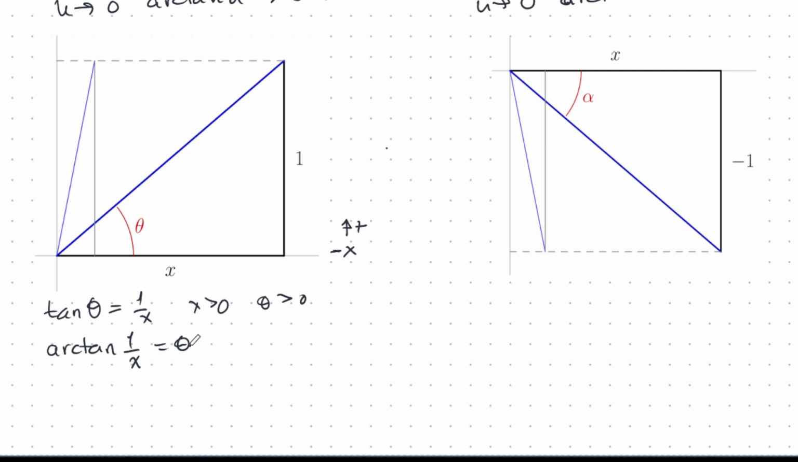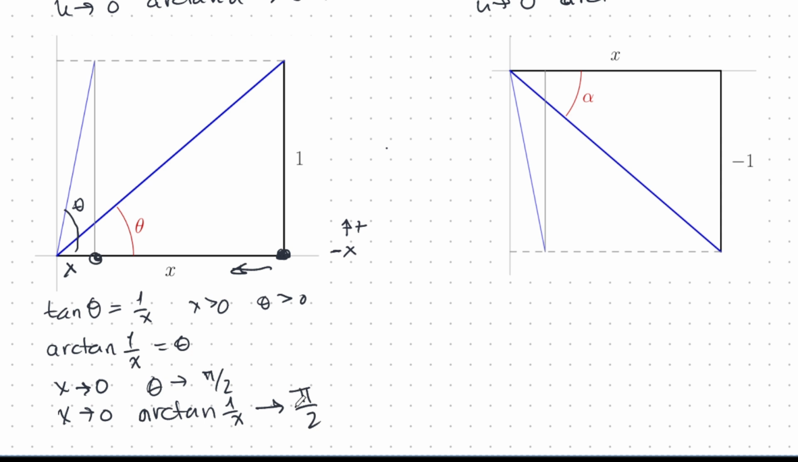So what about if we make x small now? x goes to 0. Now, this is what I'm doing here: I take this point and shrink it all the way down, I make x very small. What happens to theta? Well, theta gradually approaches 90 degrees, pi over 2. And so I can say that as x goes to 0, arctan 1 over x approaches pi over 2. And notice it's plus pi over 2, it's positive pi over 2.